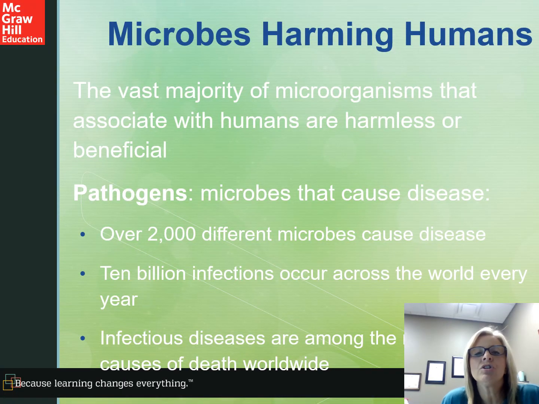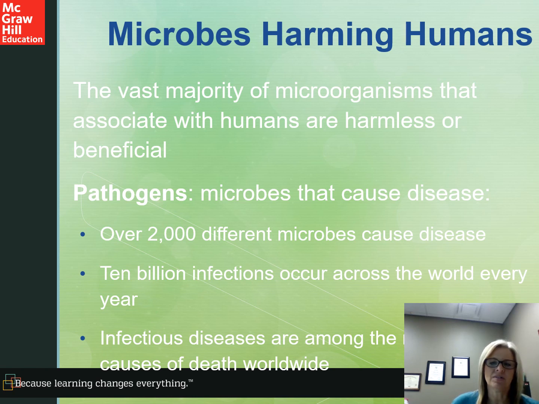Of course, our concern is going to be generally the microbes that harm humans because we want to be able to heal them. So pathogenic microbes are those that cause disease. We have over 2,000 different microbes that can cause illness, and any disease that is caused by a microbe is called an infectious disease, okay? And these, 2,000 different microbes, 10 billion infections across the world every year, and infectious diseases are one of the most common causes of death, which is very real to us now after what we have just gone through with COVID.